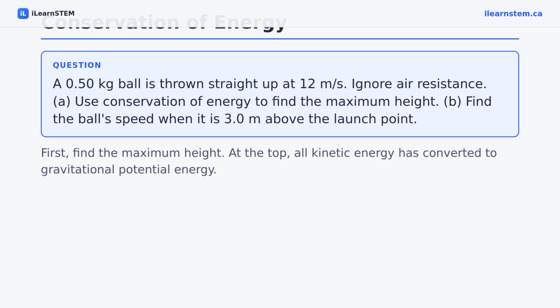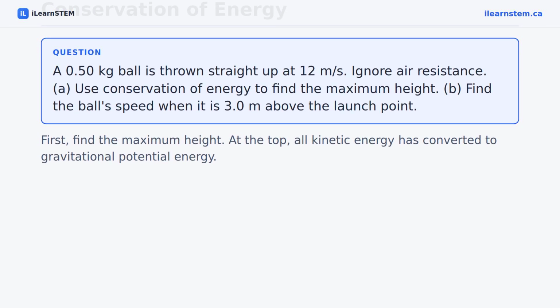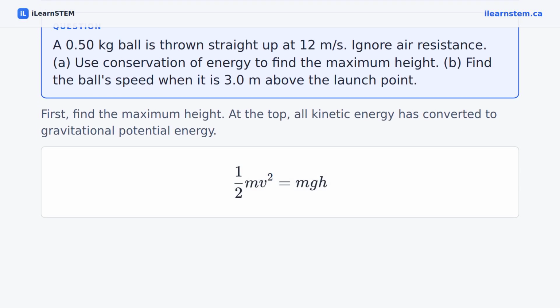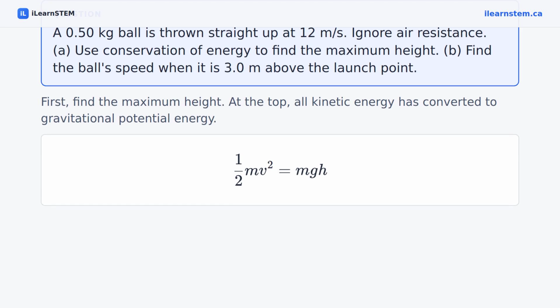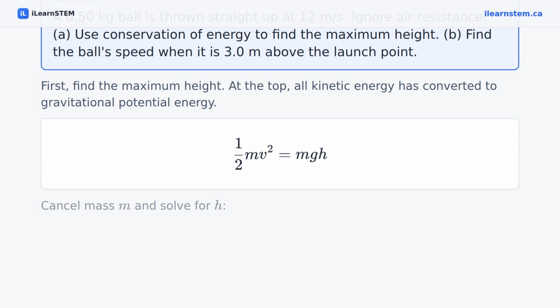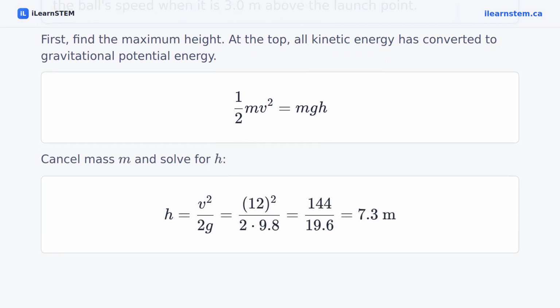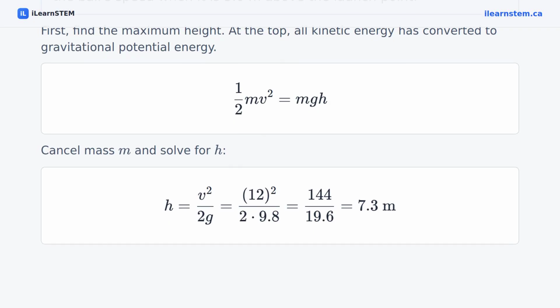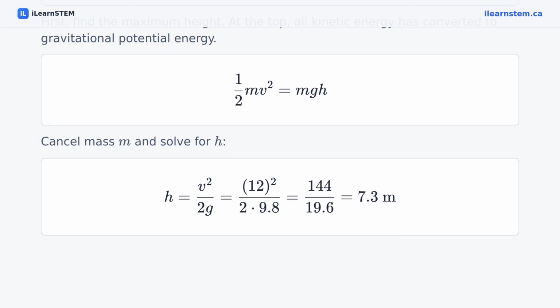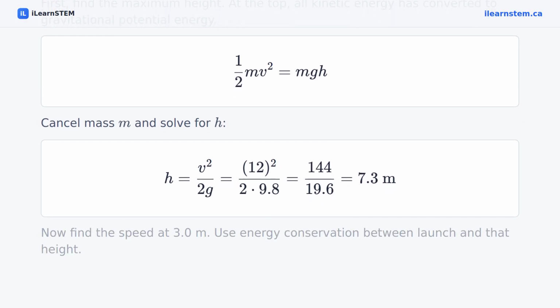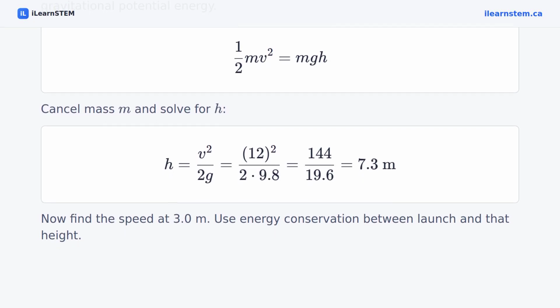First, let's find the maximum height. At the top, all kinetic energy is converted to gravitational potential energy. We set the initial kinetic energy equal to the gravitational potential energy at the top. Cancel mass m and solve for h. h equals v squared over 2g, which is 12 squared over 2 times 9.8, equals 144 over 19.6, equals 7.3 meters.